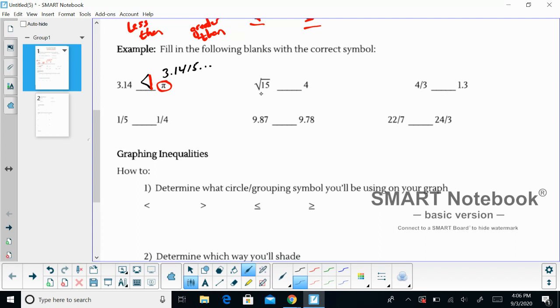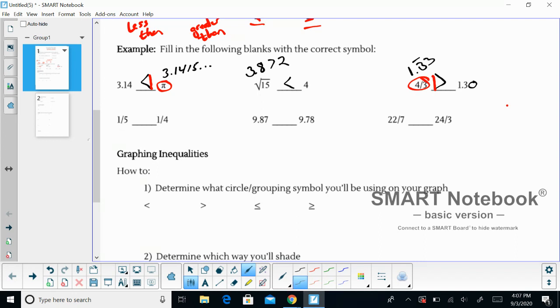Now we'll move on to the next example. What's the decimal approximation of the square root of 15? Put that into your calculator, you would get 3.872. So which is larger? 4 is larger. So I'm going to say 3.872 is less than 4. Okay, now we have 4 over 3 and 1.3. Which is greater? Well, 4 divided by 3, if you put that in your calculator, you would get 1.3 repeating. So this would be 1.33, and over here I've got 1.30. Well, 1.33 is greater, so the larger opening of my inequality goes to the larger number.